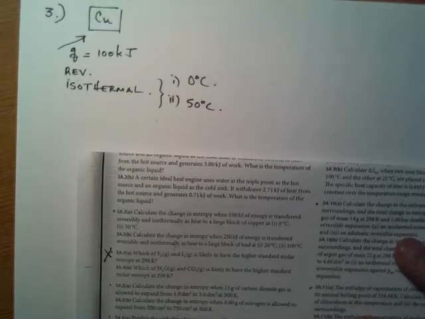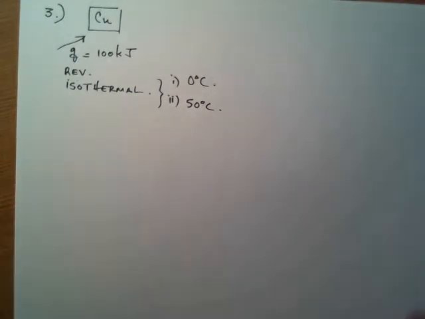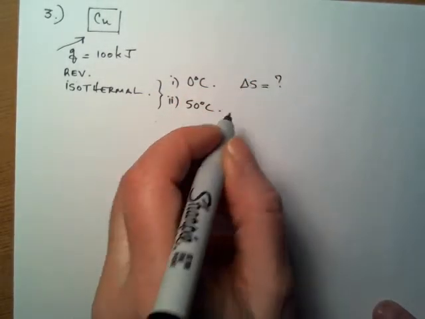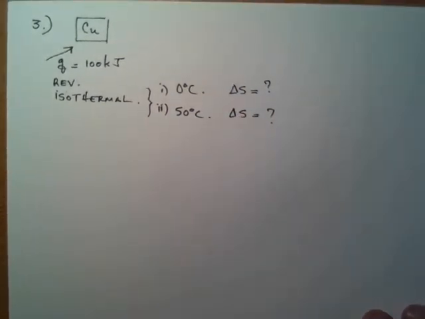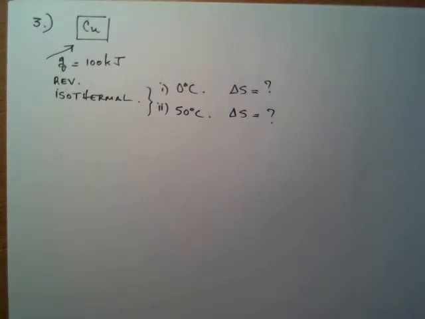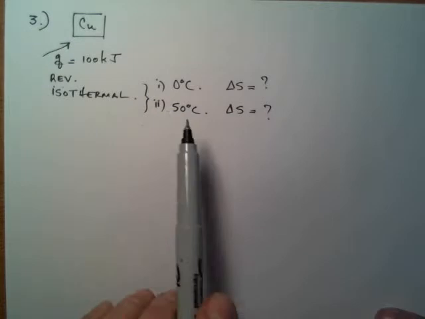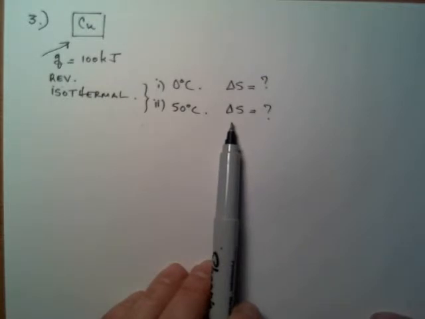So we want to compare. And we want to find delta S in each case. Are they the same? Are they different? Which one's larger? And that's what you want to get out of this question, okay? So yes, it's an exercise, but we want to be able to determine what would have the greater change or the smaller change in entropy.